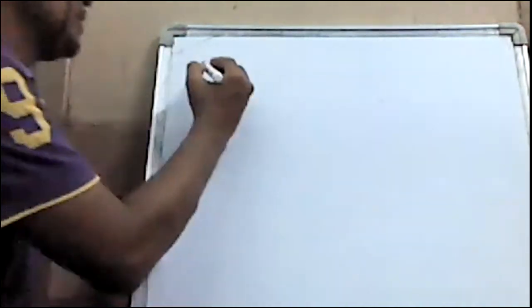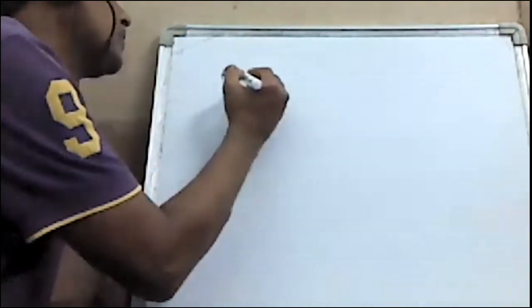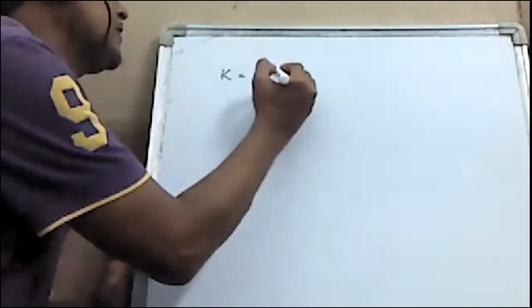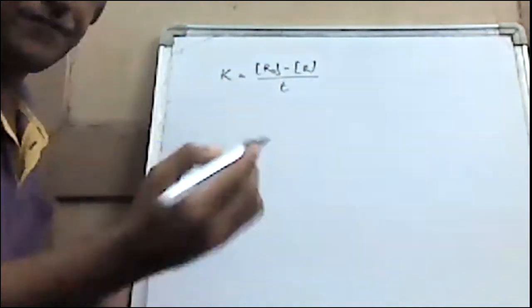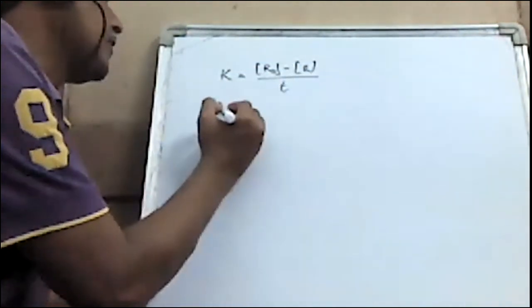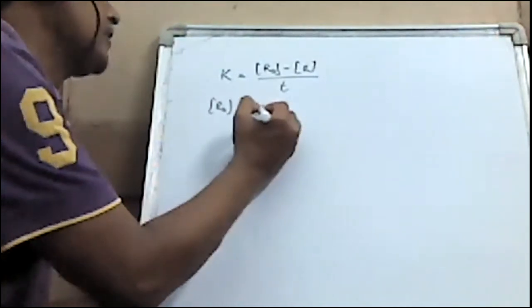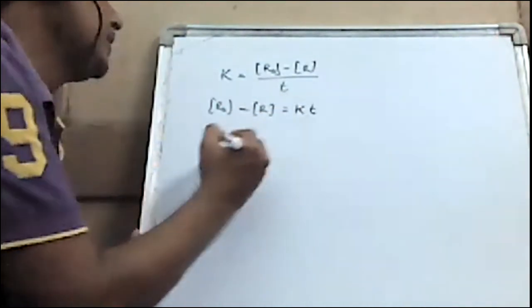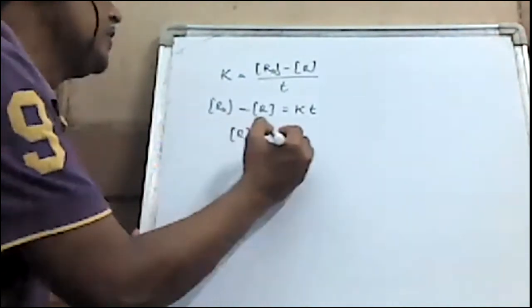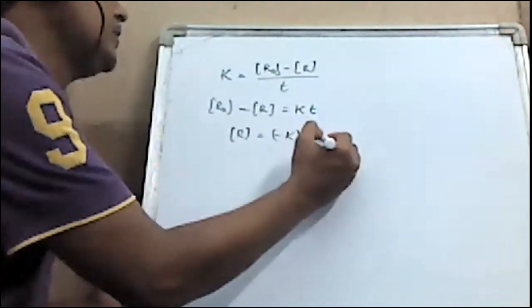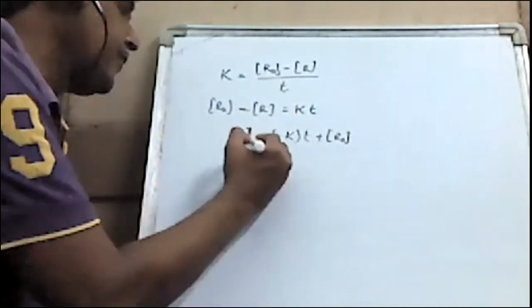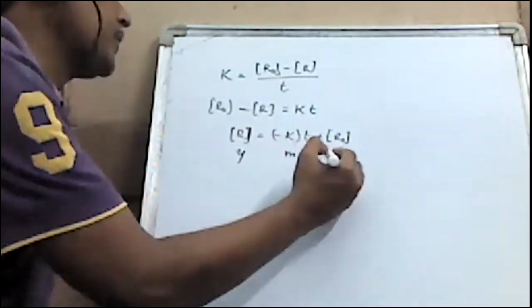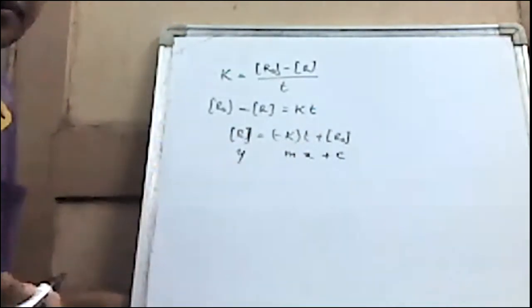Now let us look at another plot for zero order. We have just seen the expression for the rate constant of the zero order reaction: (R naught minus R) by T. If I rearrange these terms, R naught minus R is equal to KT, and R is equal to minus K into T plus R naught. You see, it is in the form of y is equal to mx plus c.